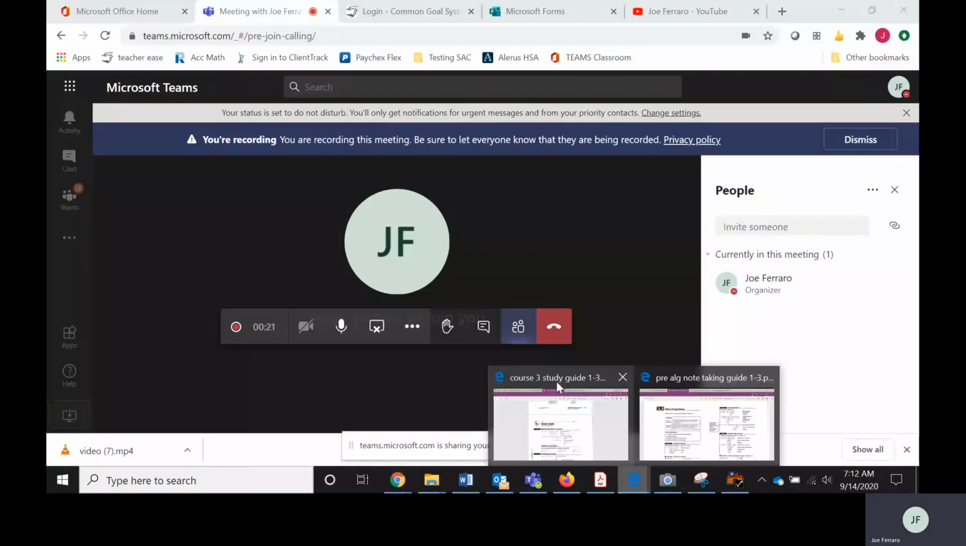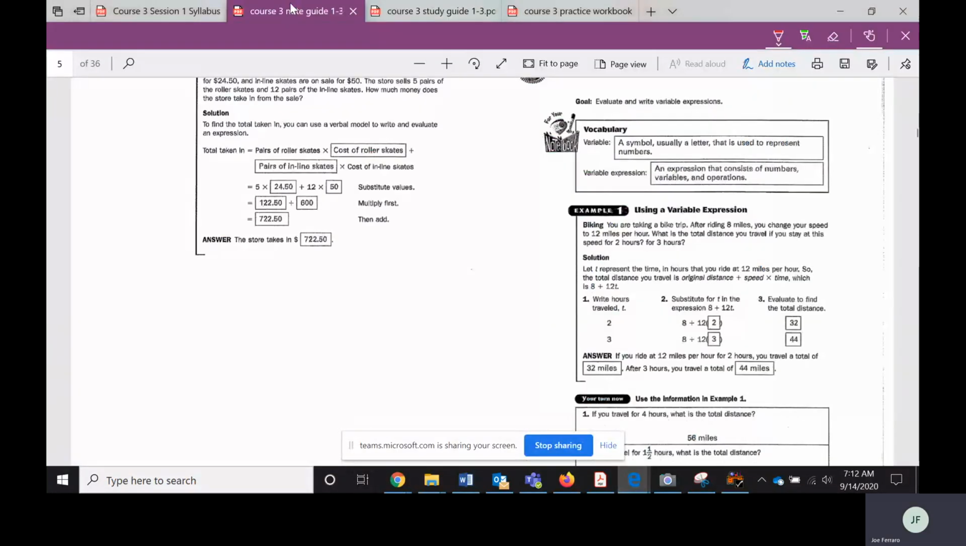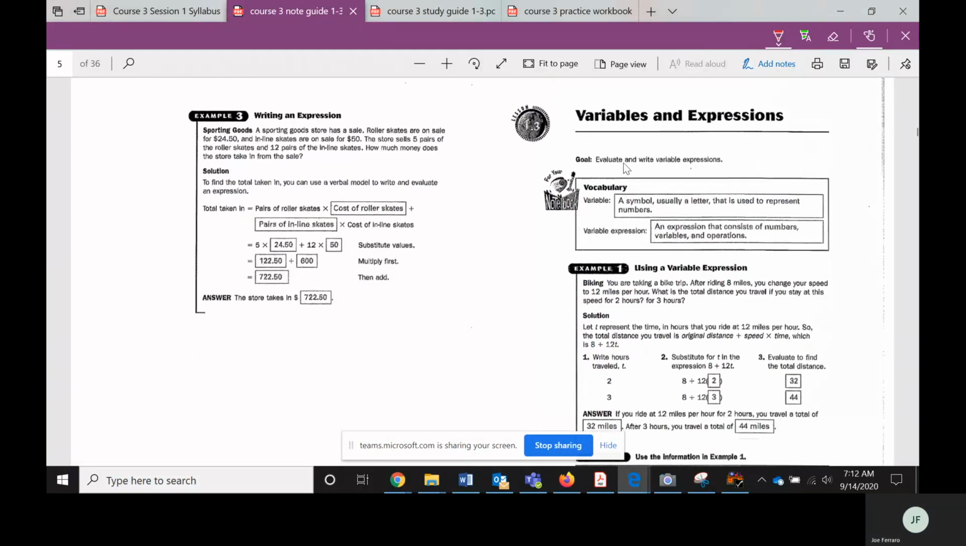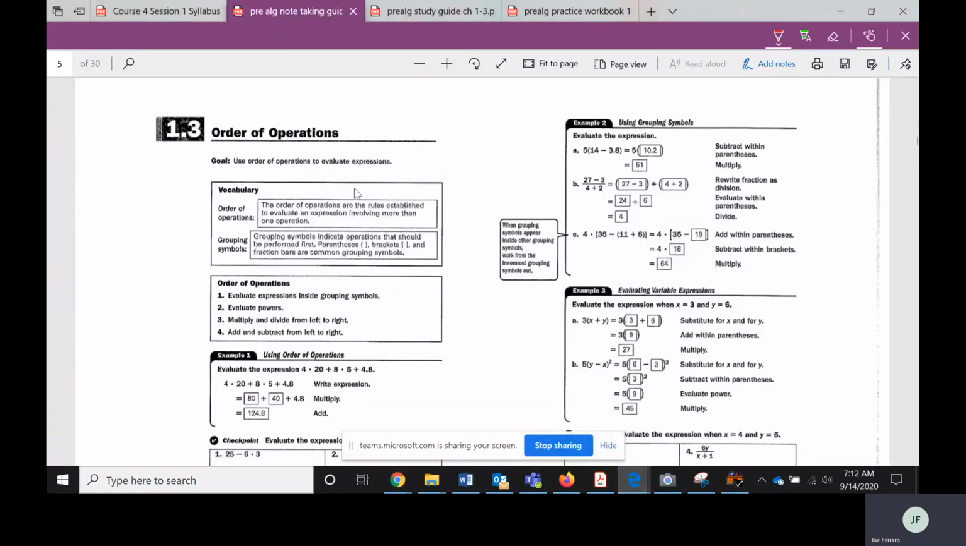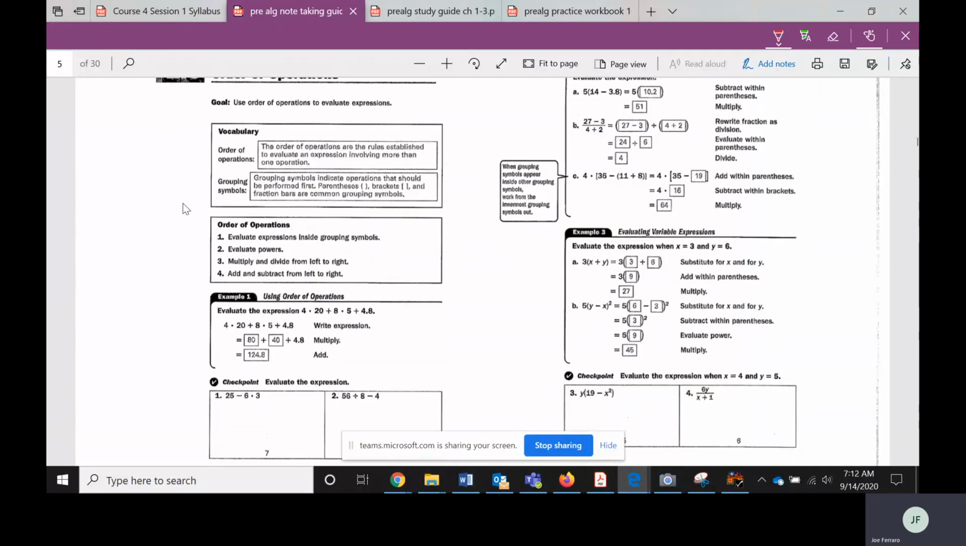Today's video is on lesson 1.3. So start out getting into your note guide. If you don't have your note guide, hit pause, go grab that. And we're going to be looking at order of operations. This is something you've probably done before, maybe just need a little reminder.